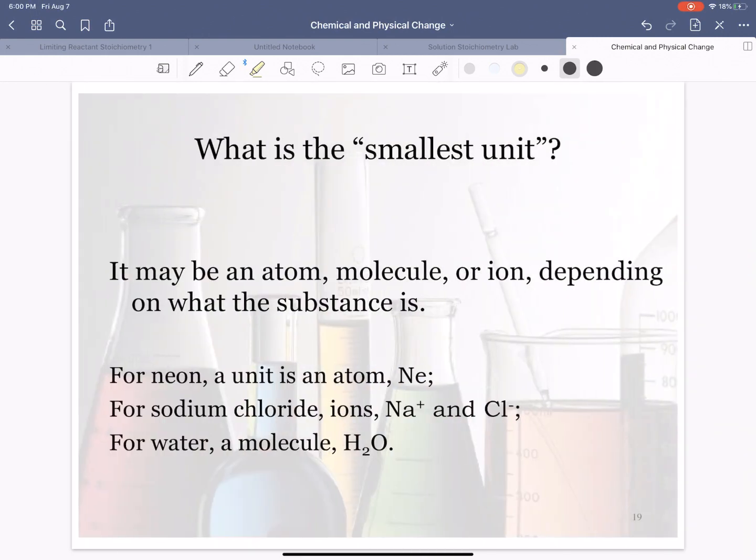So the smallest unit may be an atom or molecule, or it could be an ion, which is an idea that we haven't discussed yet. An example of an atom would be a monatomic element, like neon. An example of a molecule, water. And then ions are charged particles. So sodium metal can lose an electron and become sodium ion. Chlorine, which is a nonmetal, can gain electrons and become chloride. And then when these two combine, we call that sodium chloride, which is also known as table salt.